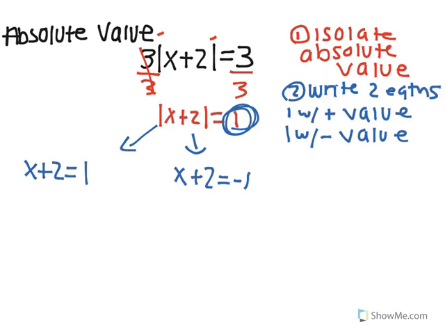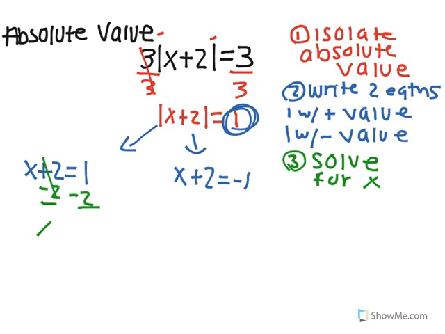Now, we're just going to solve, and then step 3 is just to solve for x, like any normal two-step or one-step equation. So, we're going to subtract 2, because that gets rid of that. X is equal to negative 1. And x is equal to negative 3.